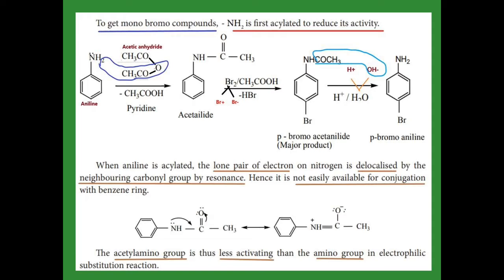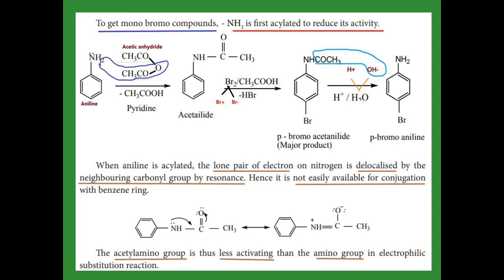Afterward, we are going to add water. The water is H plus and OH minus. The OH minus is attached to the CH3CO, indicated in blue color. Afterward, the H plus is attached to the NH. So we get para-bromoaniline.